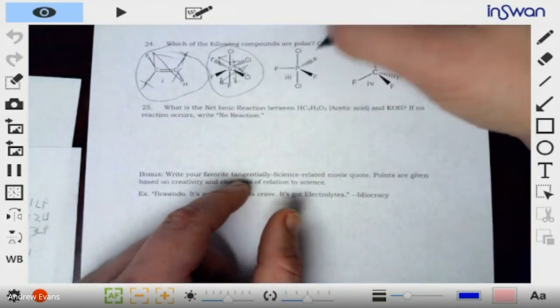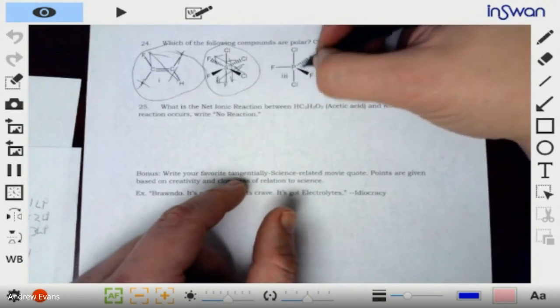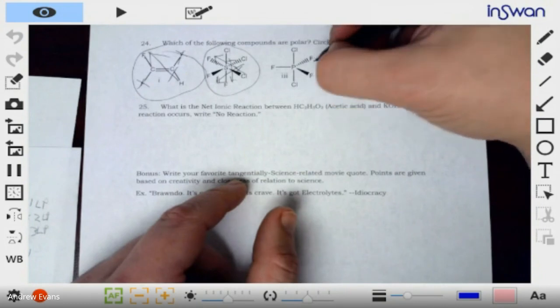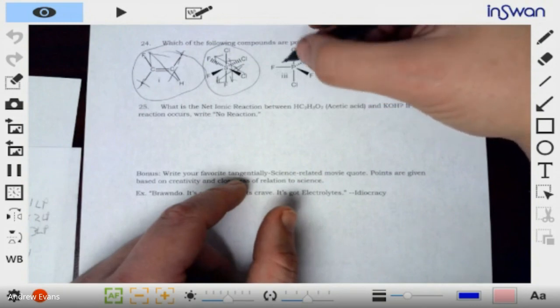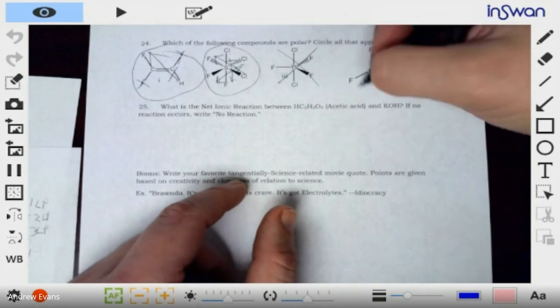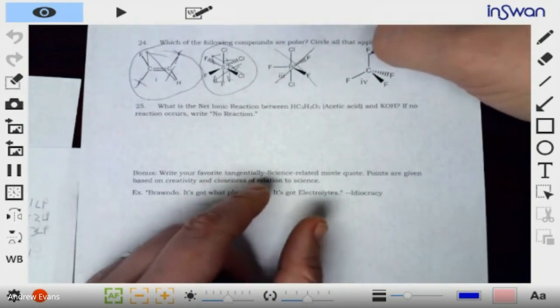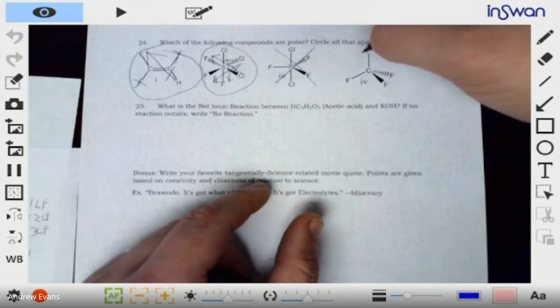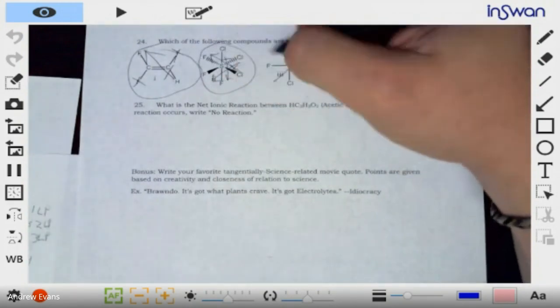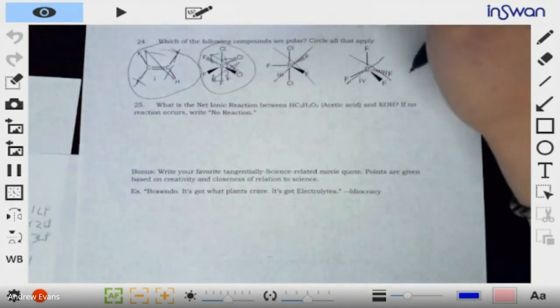Now here's a tricky one. We have a lot of polar atoms, but chlorine and chlorine cancel out. These 3 fluorines cancel each other out. So this is a non-polar molecule. And this one, even though it looks very polar, even though these bonds are polar, the shape is very non-polar. And because all the outer atoms are the same, they cancel each other out. So 1 and 2 are polar, 3 and 4 are not.